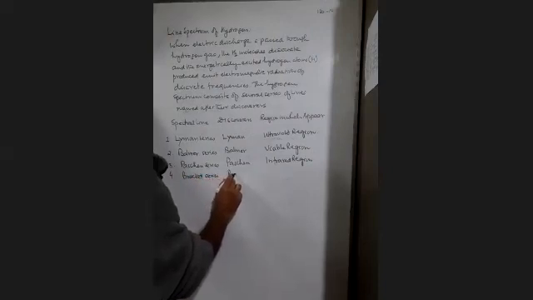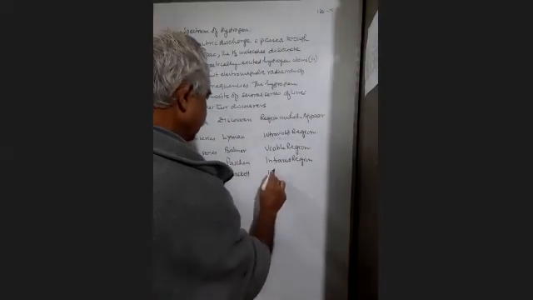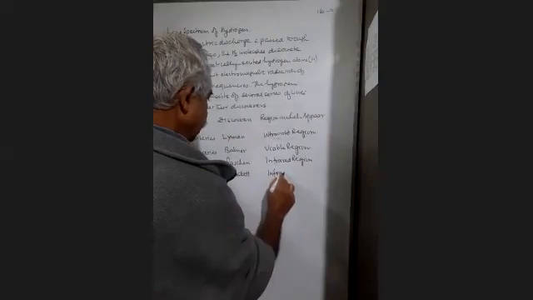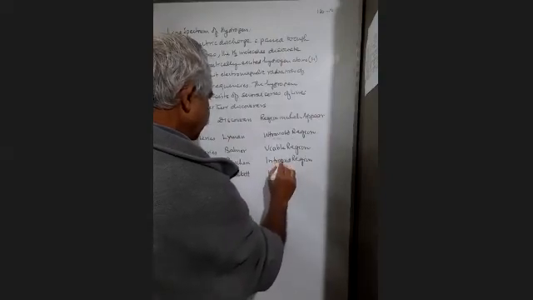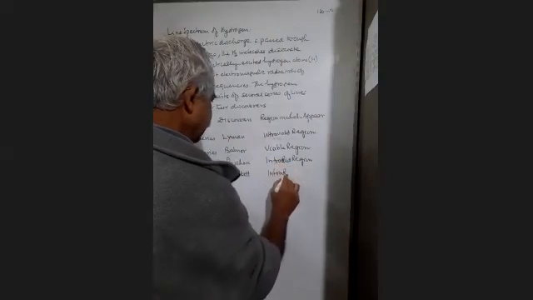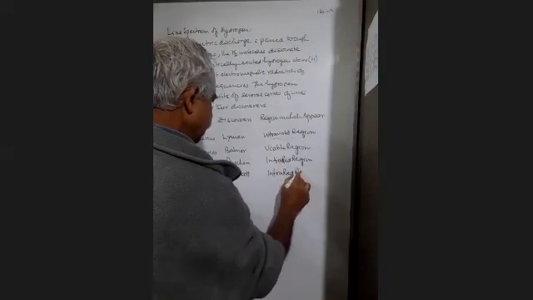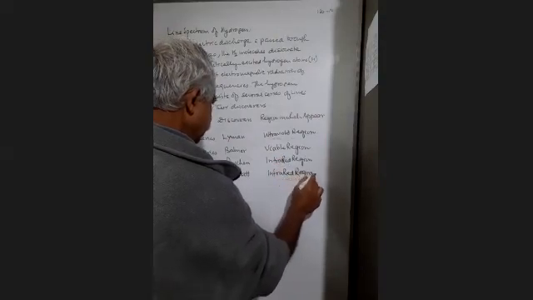Next one is Paschen, PASCHEN, Paschen series. It is discovered by Paschen. This is also found in infrared region.